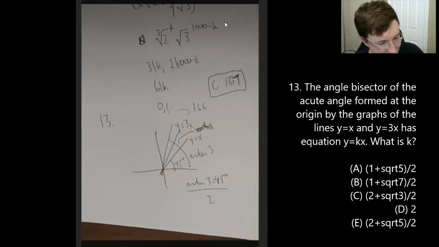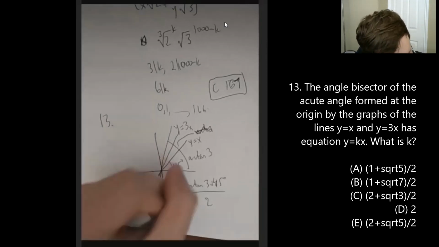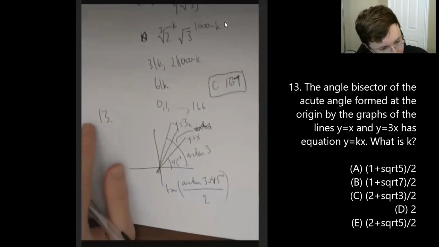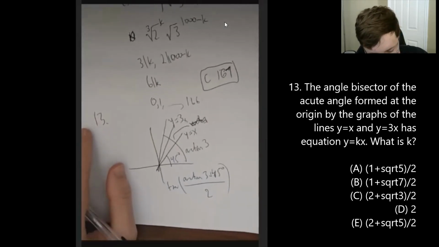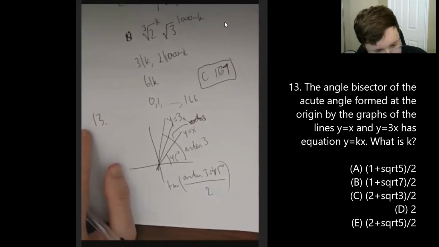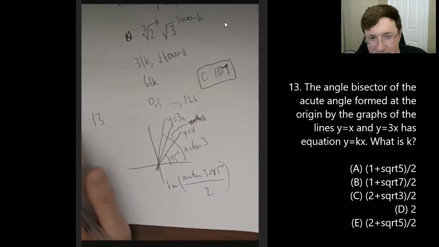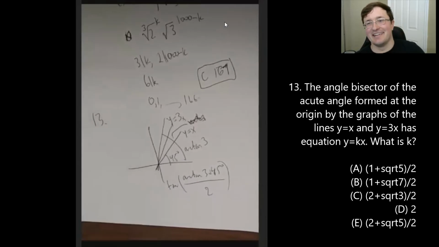Anyway, okay, so I need to take the tangent of this giant thing. Okay, so the tangent half angle formula is there's a better solution. I'm sure there is, but I'm just gonna trig bash.